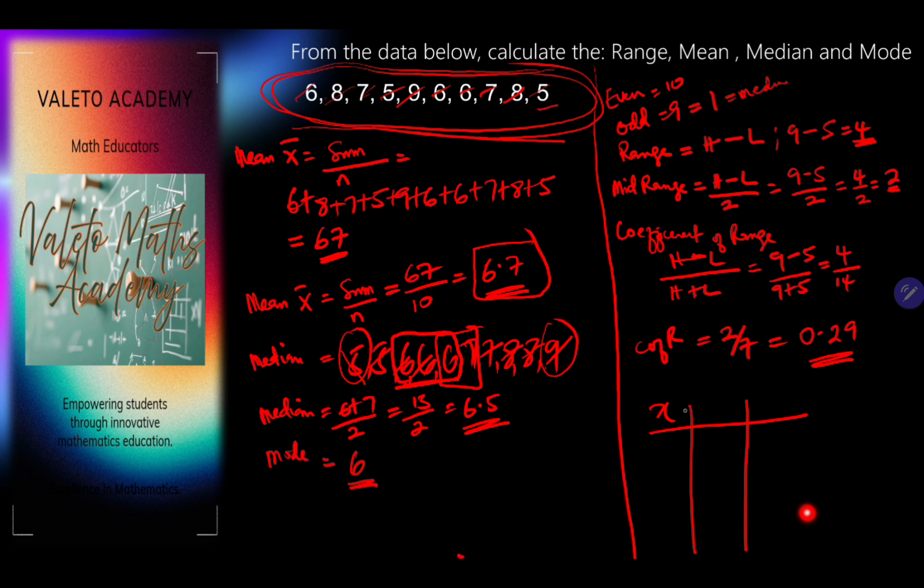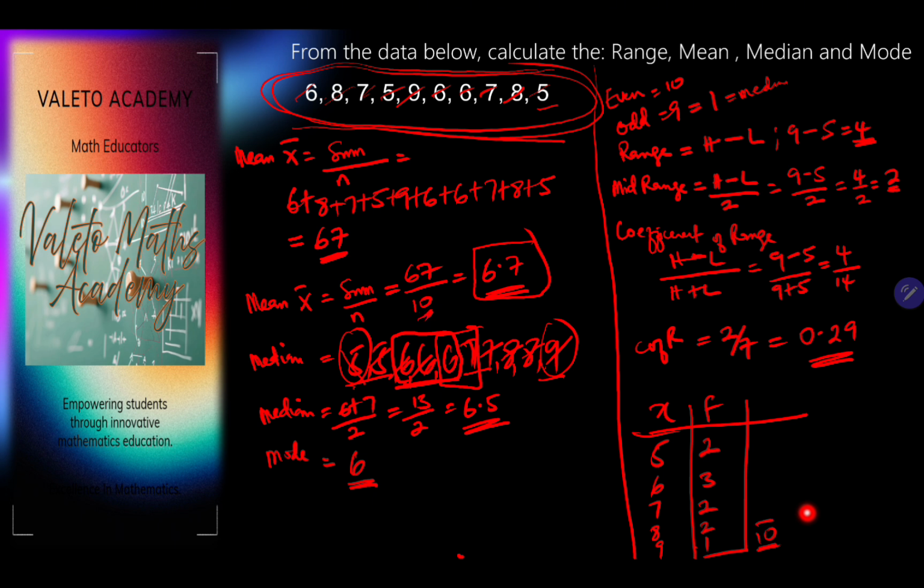We call the numbers x, we call their occurrence the frequency. Then you list the numbers from the data set. You have 5, you have 6, you have 7, you have 8, you have 9. Okay, how many times did 5 occur? 2 times. How many times did 6 occur? 6 occurred 3 times. How many times did 7 occur? 2 times. How many times did 8 occur? 2 times. How many times did 9 occur? Once. So if you see the total frequency here now will be 2 plus 3, 5. 5 plus 5, 10. You see that? So that's equal to this 10 we have here.